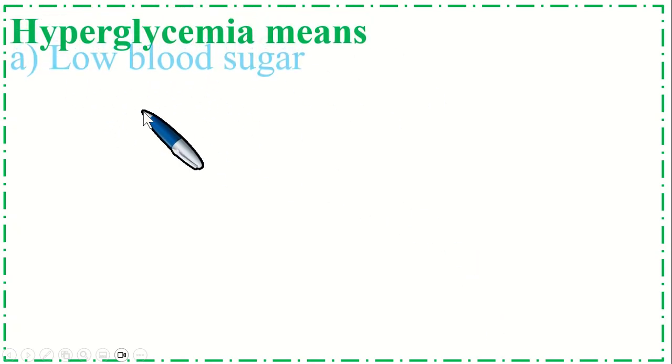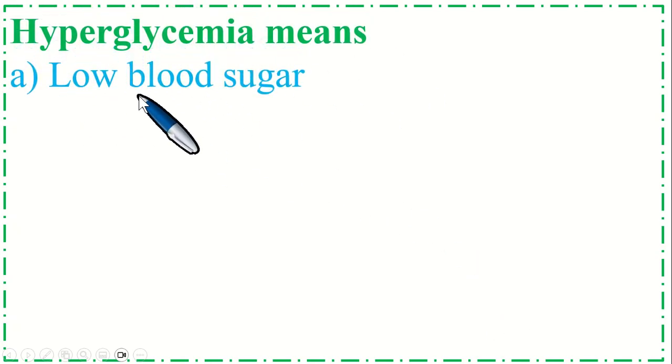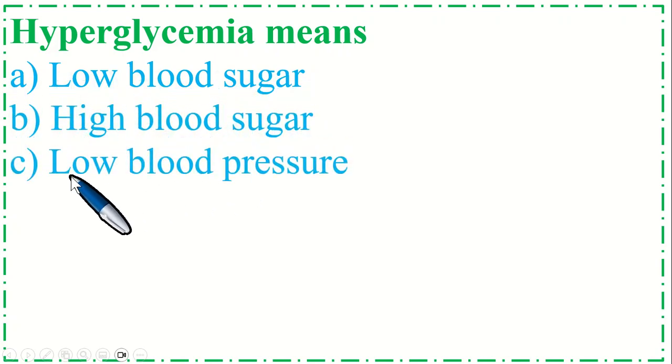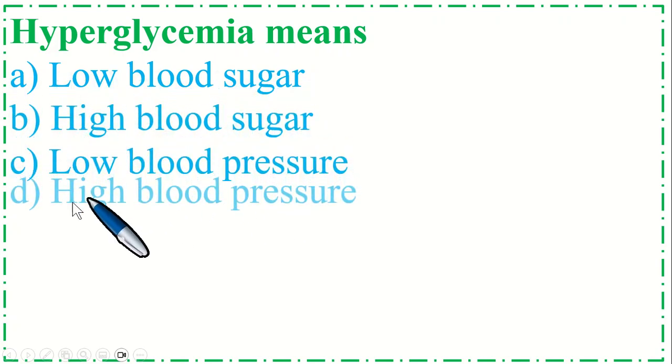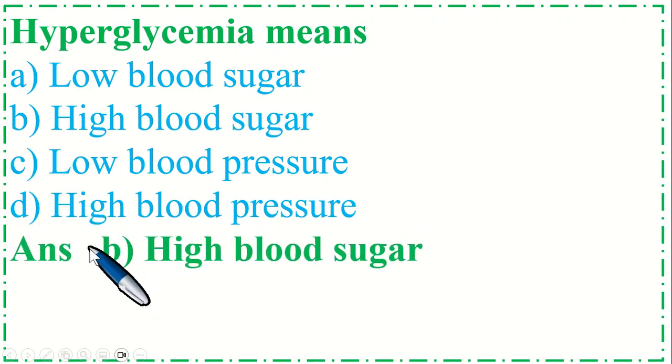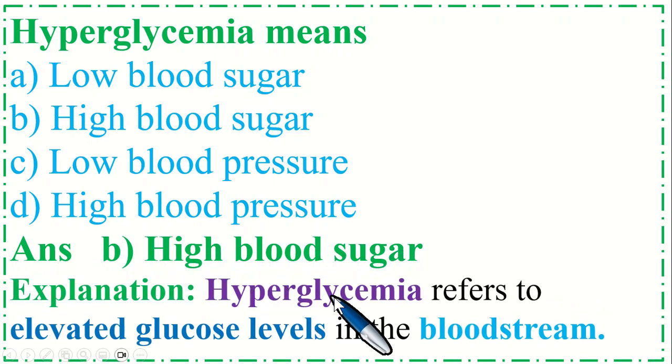Hyperglycemia means option A low blood sugar, B high blood sugar, C low blood pressure, option D high blood pressure. So the correct option is B, high blood sugar. Hyperglycemia refers to elevated glucose level in the bloodstream.